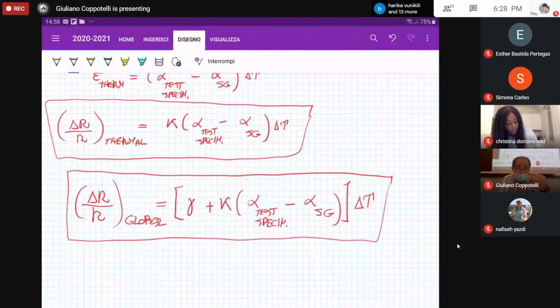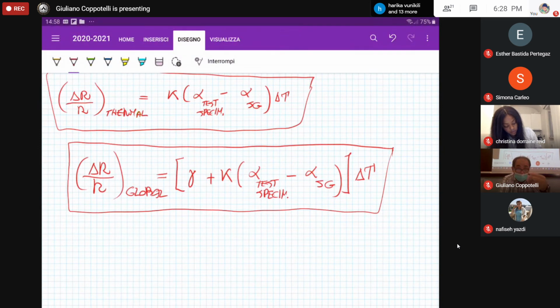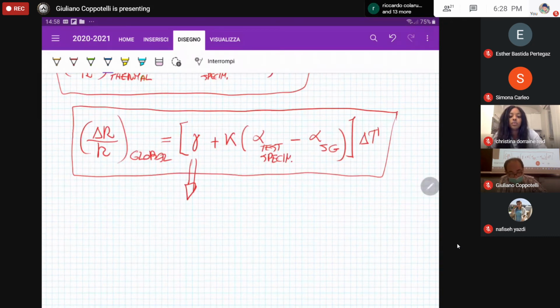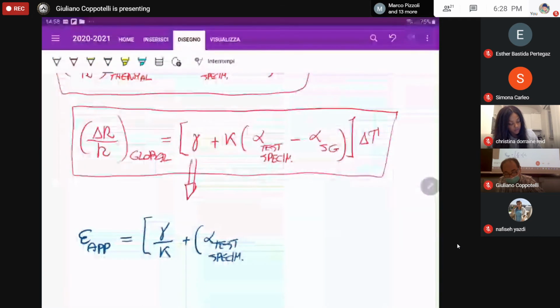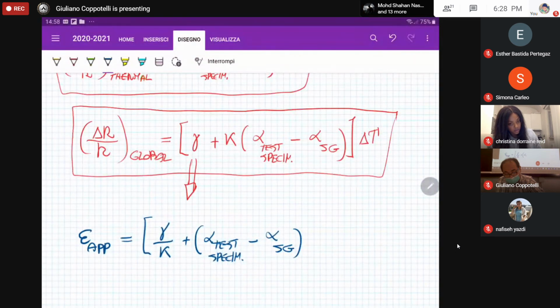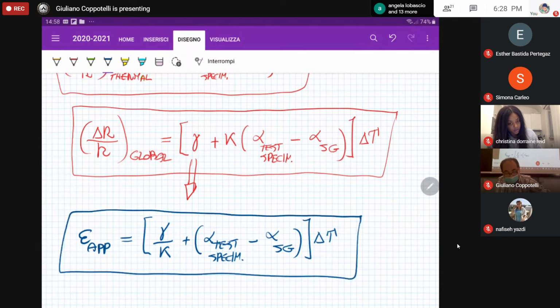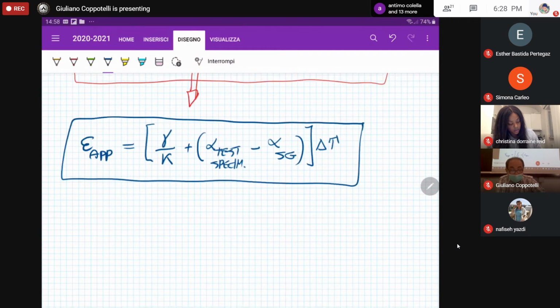Okay, so as a consequence of that, the apparent strain, because of the temperature that is the operating temperature that is different with respect to the reference one, is given by this formula: gamma over K plus alpha test specimen negative alpha strain gauge times delta T. Okay, and that is your general equation.